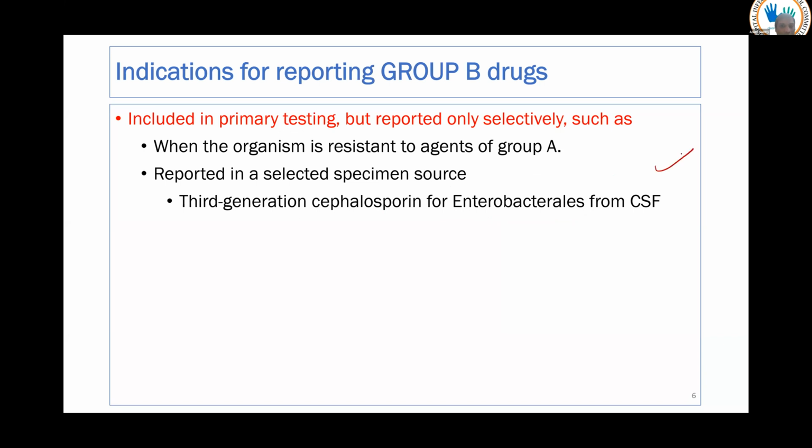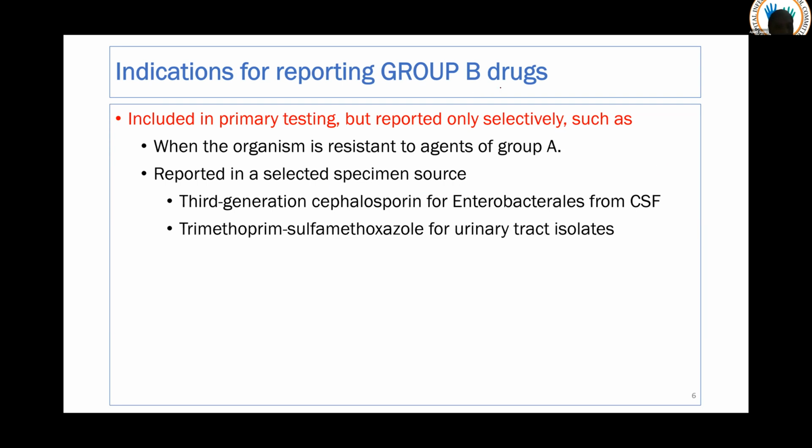So the concept here is, if you report for any selected specimen source, other than urinary, urinary antibiotics are classified under U. Other than that, if your lab is testing any particular antibiotic for sputum or for blood, then you can classify them under group B, for selected specimen source testing.